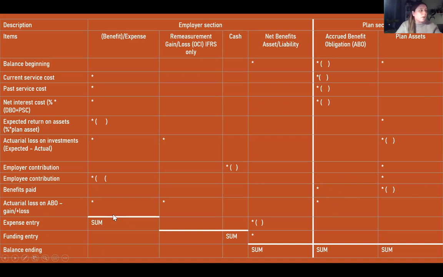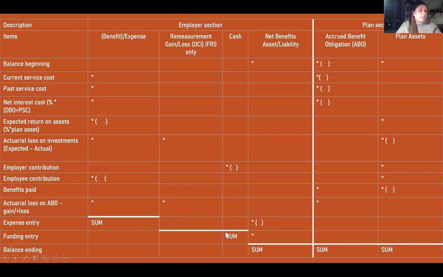And then from there, you're going to be able to record your journal entries. So you normally have 2 journal entries to do, your expense entry and your funding entry. Your expense entry, the amount you're going to record your expense under ASPE. And if it's under IFRS, you're going to record your expense and also your OCI. And whatever amount, these 2 go together and it goes in your net benefits liability.